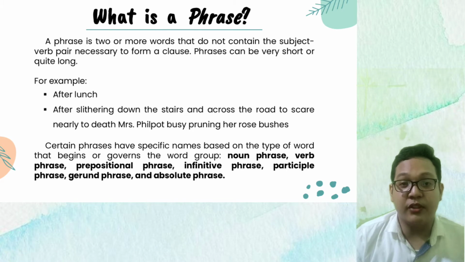Phrases have specific names based on the type of word that begins or governs the word group. For example: noun phrases, verb phrases, prepositional phrases, infinitive phrases, participle phrases, gerund phrases, and absolute phrases. Let's see them one by one.